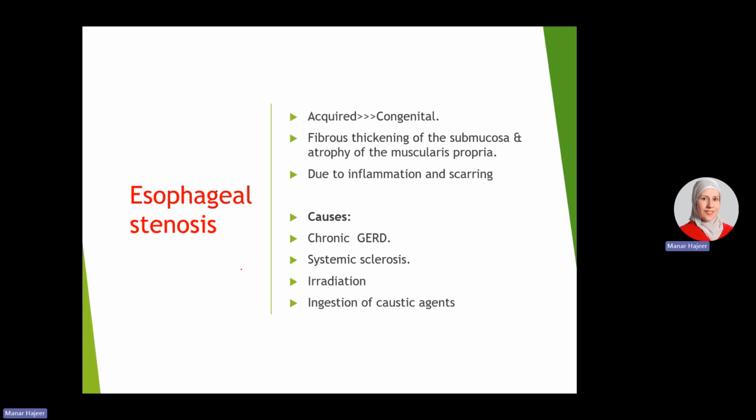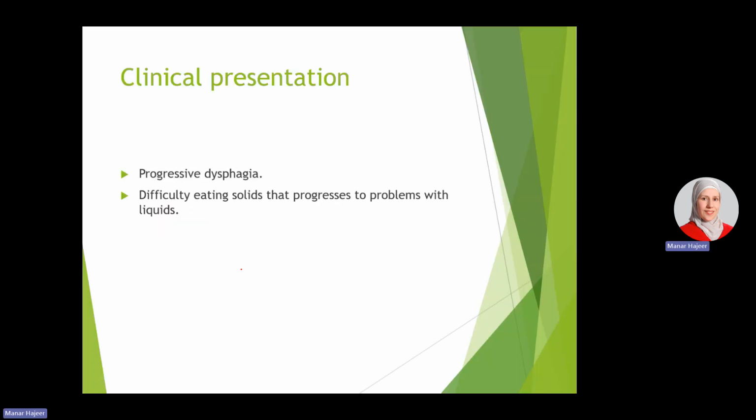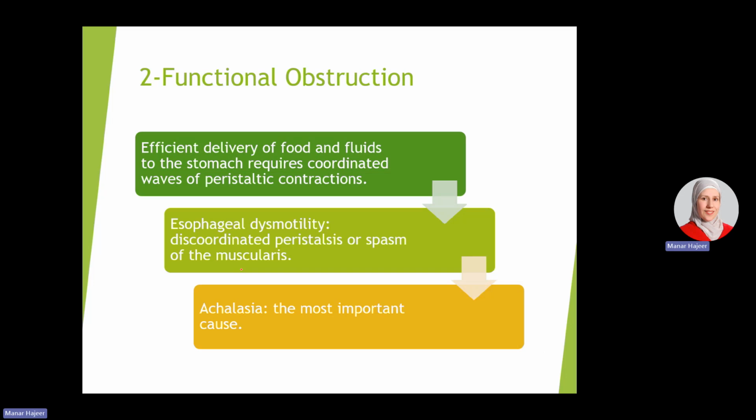Patients with systemic sclerosis, because of the fibrosis of the submucosa, patients who are exposed to irradiation therapy, or those that ingest caustic agents, the corrosive materials, like acids or alkali. They can cause chemical esophagitis, which can be complicated later on by fibrosis and stenosis. The clinical presentation is usually a progressive dysphagia that starts with solids, then it progresses to even problems with drinking liquids. The second type of obstruction is called functional obstruction.